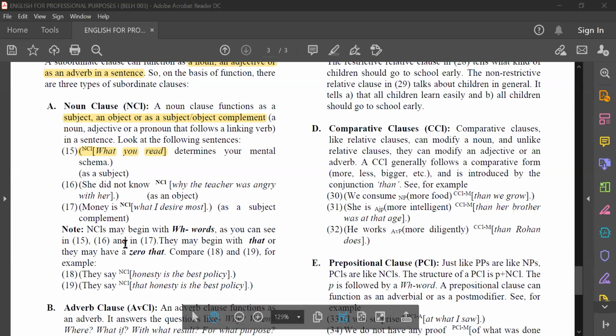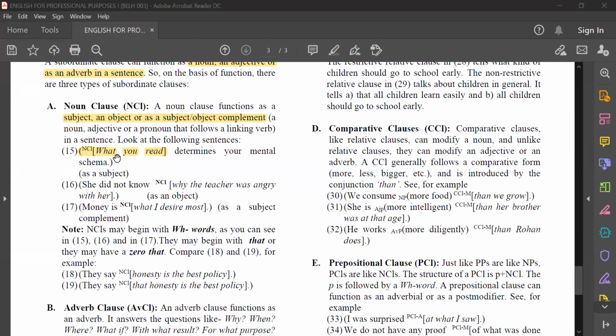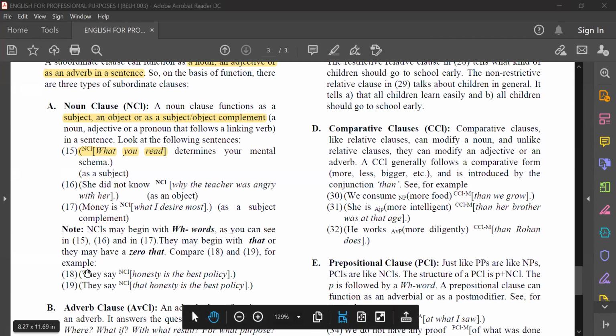Now, there is an important point written over here which requires our attention. What is that? Noun clauses may begin with WH words. We have seen how it is in all the cases, and they may begin with that, or they may have a zero that. There are two examples over here which will give you this idea. If we say "they say honesty is the best policy," here this that is realized at the zero level.